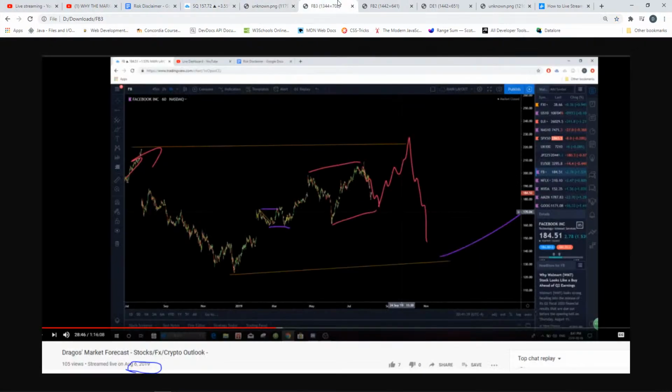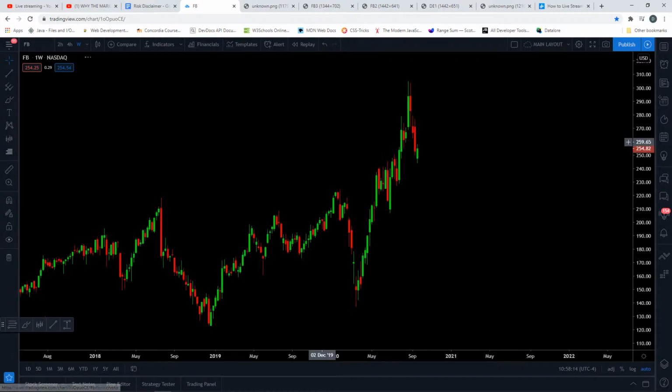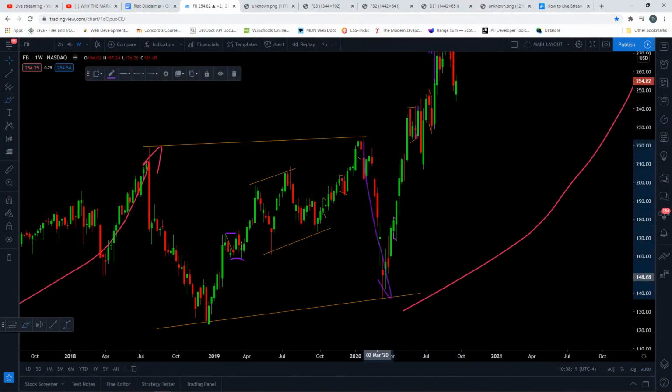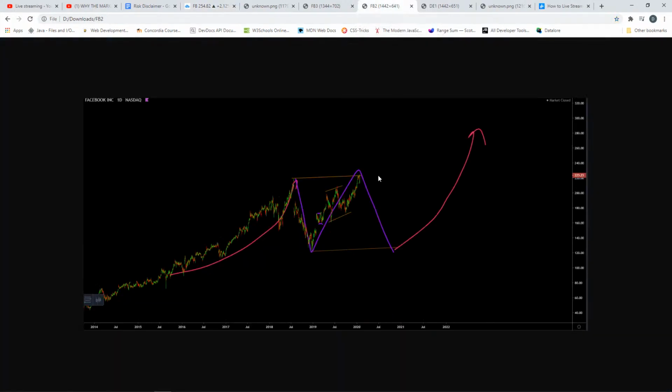And we can go back also to Facebook, right? So Facebook, this was on August 6th. The quality is pretty bad, 2019, but we said here it's going to go down here, it's going to go back up here, it's going to go down here, right? When it came back all the way up here, we said look for the short and then look for the long. And then what happened? Look for the short, then look for the long. Okay?